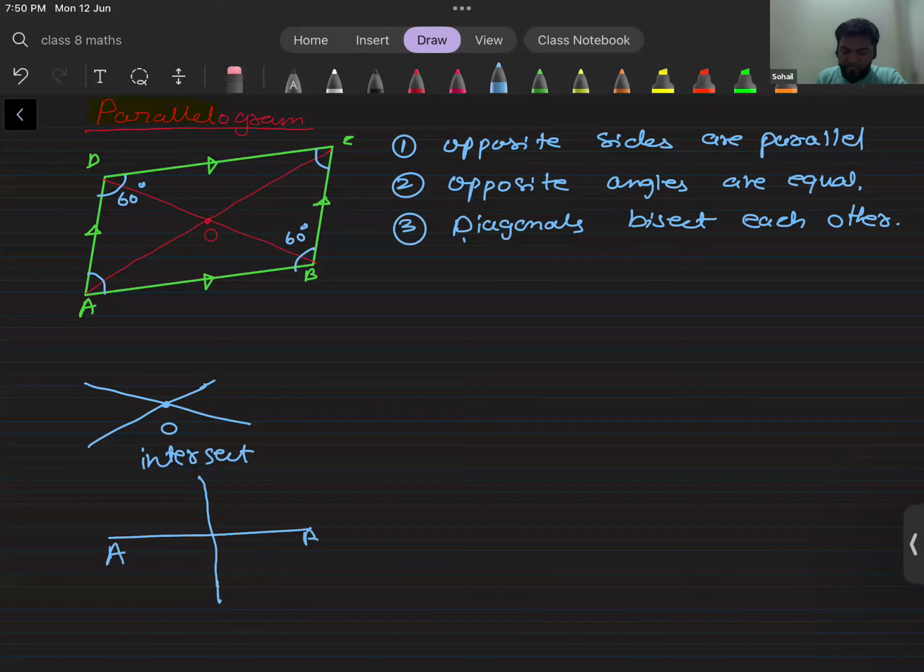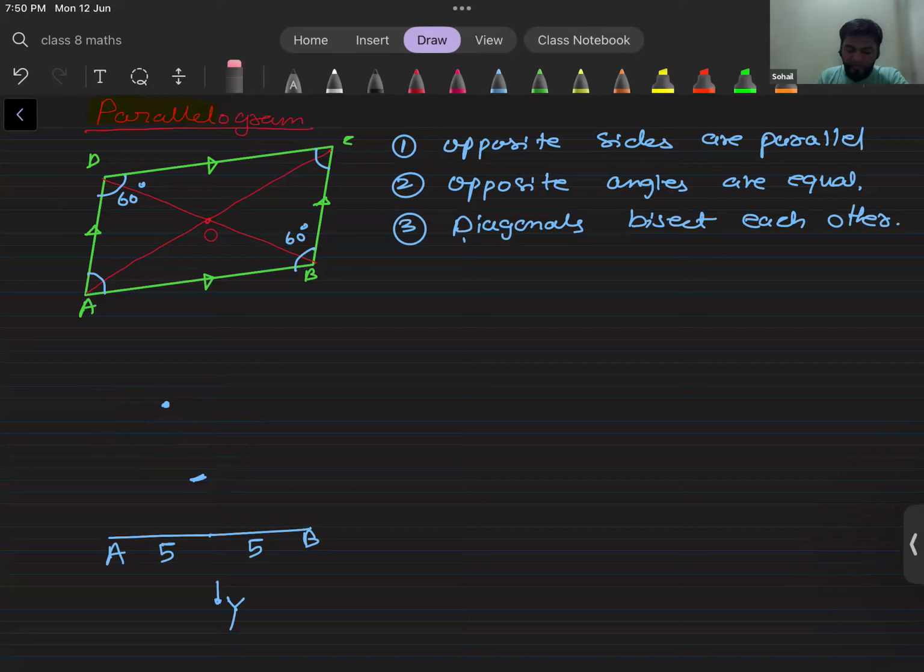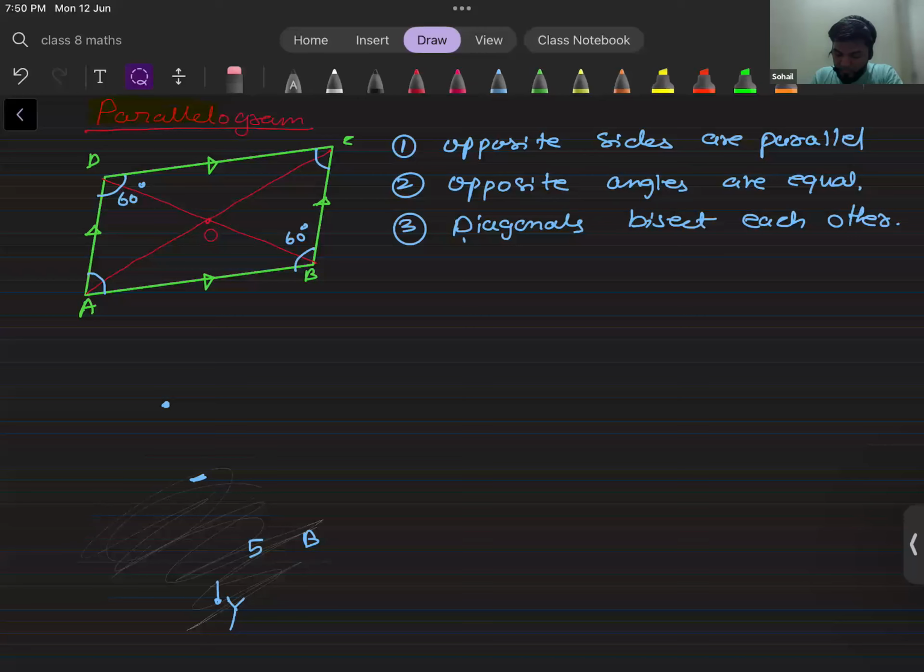Let's say this is AB of length 10 centimeter. And if this line XY divides line AB into two equal halves, that is 5 centimeter and 5 centimeter, then we say that it is bisecting line AB here. Got this difference, guys? So that is the difference between intersecting and bisecting. You will require this concept while discussing. Okay, now coming back to what we were talking.